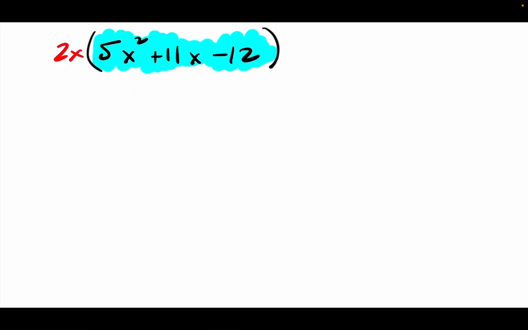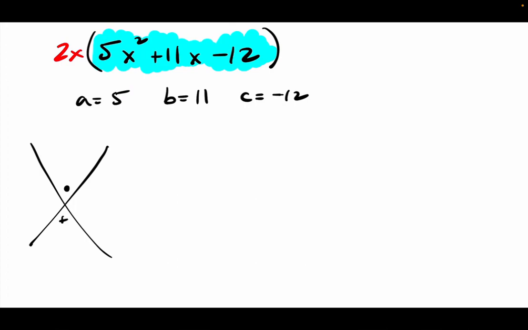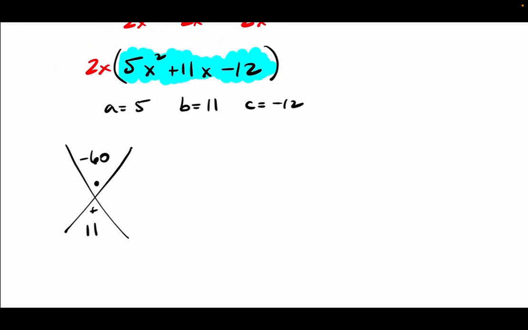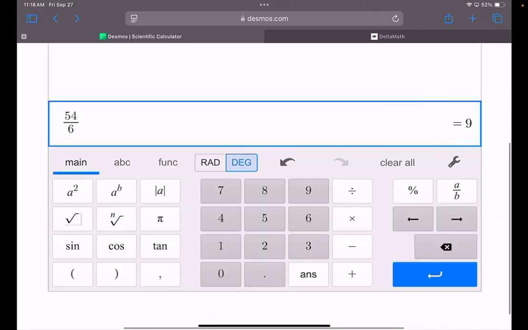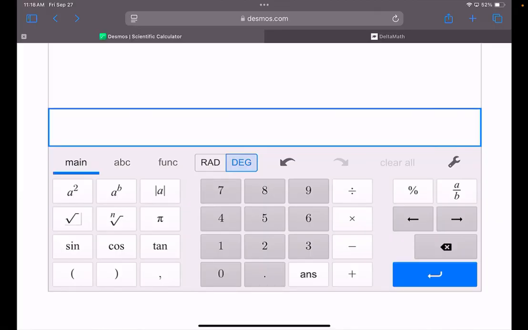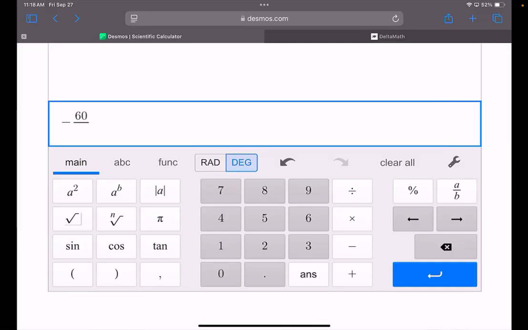Step 1, step 2, step 3. A, B, C. 5, 11, negative 12. A times C, 12 times, negative 12 times 5 makes negative 60. And then positive 11. So negative 60. So this is what I do. So if I don't know off the top of my head, I go to my calculator. Okay, there's different ways to do it. Some of you can do this in your head, some of you can't. So what I do is I put the number, so negative 60 in my calculator, and I do division.